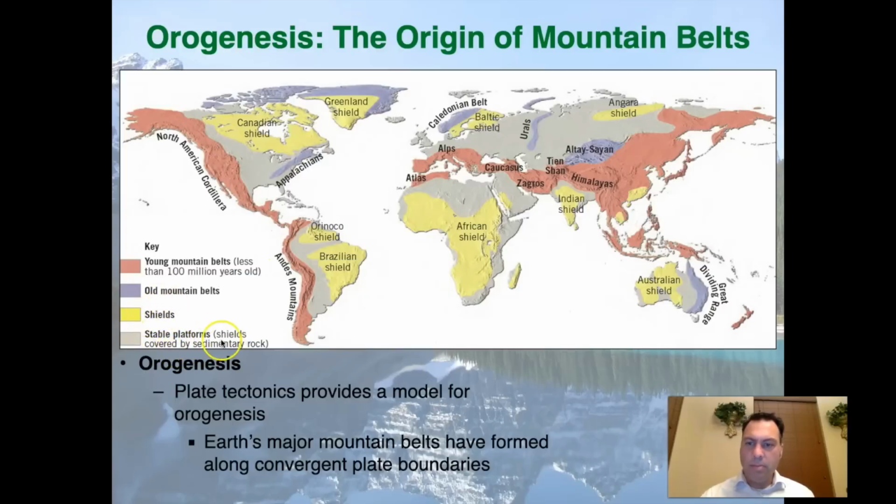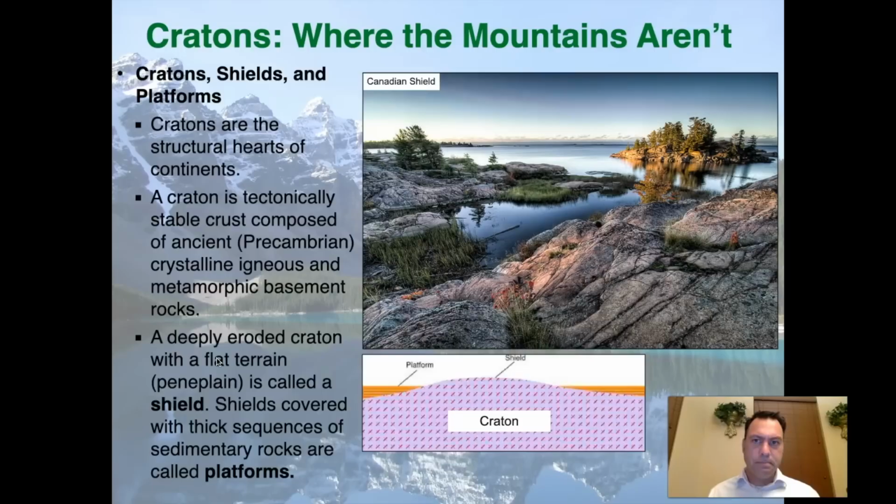So a stable platform is a shield covered by sedimentary rock. So let's talk about what these things are. It turns out they're both related to something called a craton. So let's talk about cratons, and then we'll derive what we mean by a shield and a stable platform, and then all of a sudden this map will start to make some sense. What's really crucial about a craton is that when you look at that former map, it's where the mountains aren't. So cratons, shields, and platforms, let's talk about them.